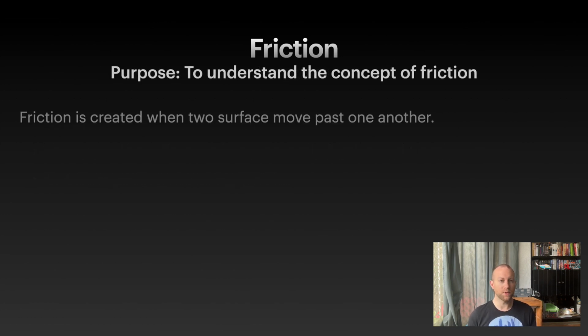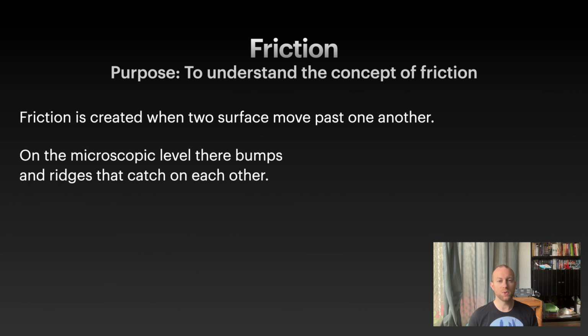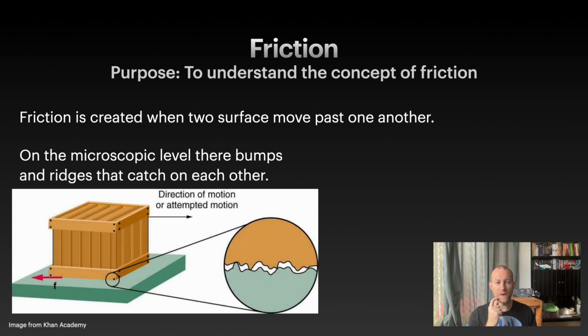So what is friction? Well, friction is created whenever you've got two surfaces that move past one another. So if you take your hands, you rub them together, you're going to generate some heat, and that's due to friction. So if we were to look really, really closely at two objects as they're moving past each other, you've got this. So here's a picture of a crate moving along the ground. You can see that there's these bumps and ridges, and those catch on each other as you're moving along.